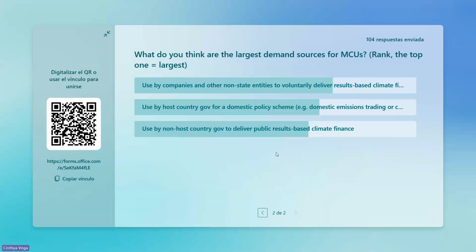And here the most popular answer was used by companies and other non-state entities to voluntarily deliver results-based climate finance. Interesting, but actually the two latter ones are not too far behind. So we have a lot of respondents that also think that MCUs could be largely demanded by host countries for domestic policy schemes.